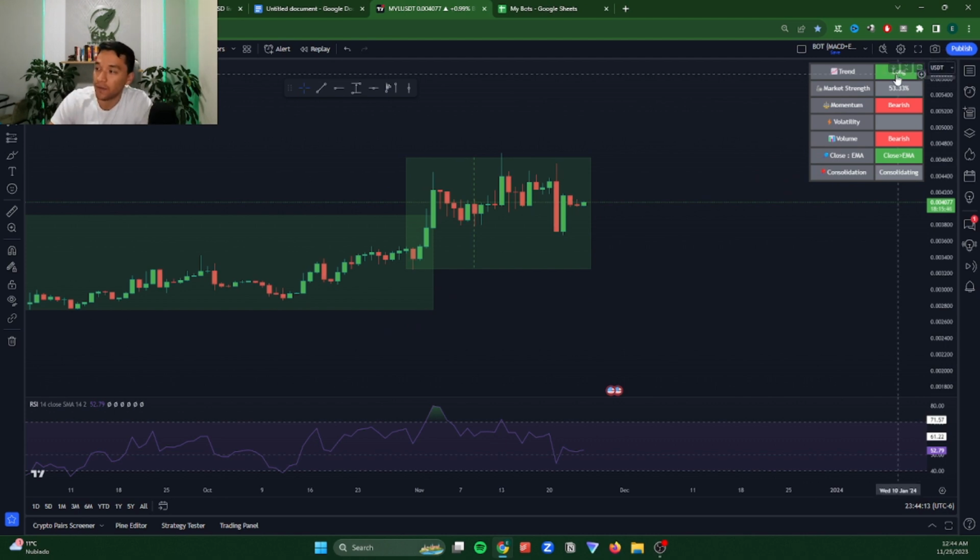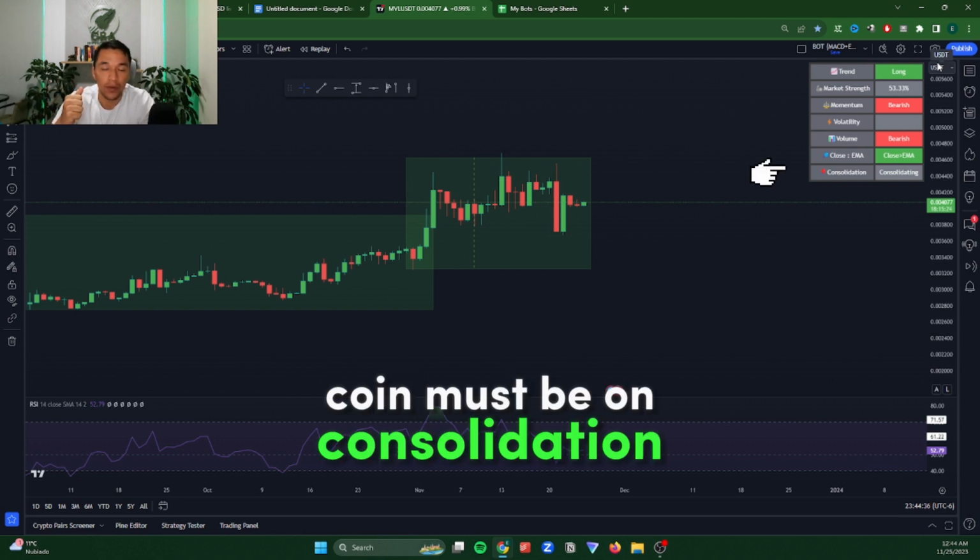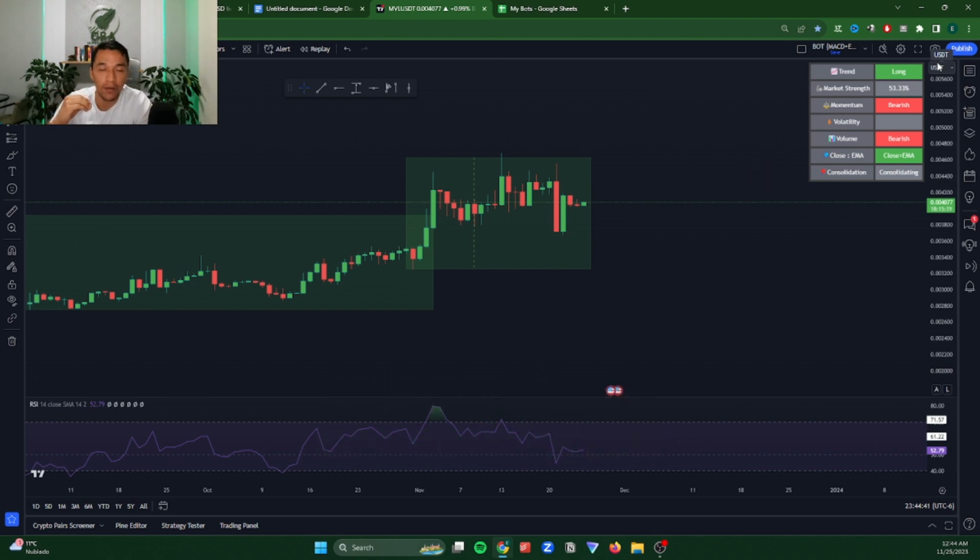So in this case, I have the trend long, momentum is bearish, volume is bearish, and the consolidation is on. So here's the thing, when you use the CBA 2.0 indicator, which is a private indicator for my CBA members, the most important confirmations from all of the confirmations out there will be whether or not the crypto coin is on consolidation, because the bot itself will make a lot of profits on the sideways movement. In fact, it's going to make more profits when it's on sideways movement than when it's on the uptrend or downtrend. The second thing will be the RSI.